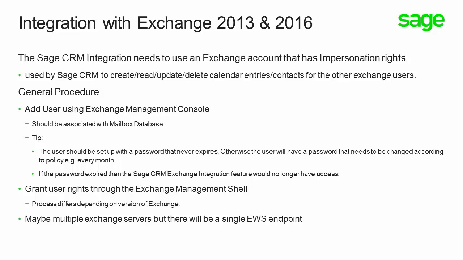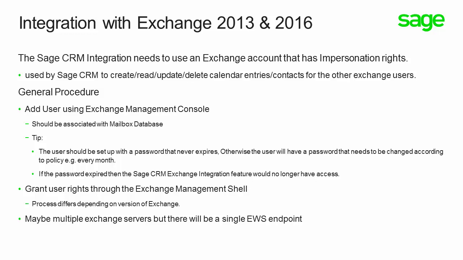Generally, what would happen is that you would create the user using the Exchange Management Console as normal. You'd then associate it with a mailbox. Now, if you're going to do that, a good tip is to make sure that the user is set up with a password that never expires. Otherwise, whenever the policy says the password could expire, the Exchange integration just stops working.